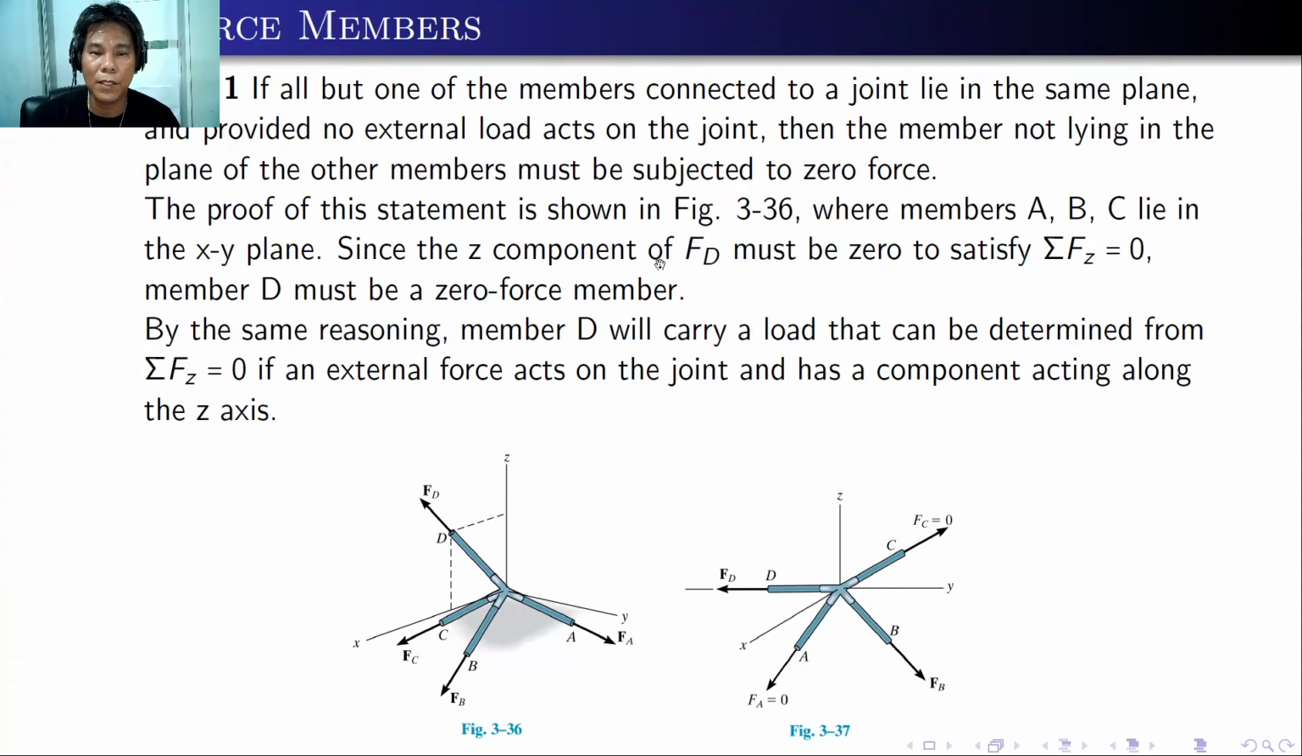The proof of this statement is shown in the figure below, where members A, B, C lie in the XY plane. Since the Z component of FD must be 0 to satisfy summation of forces in Z equal to 0, member D must be a zero force member. By the same reasoning, member D will carry a load that can be determined from summation of forces in Z equal to 0 if an external force acts on the joint and has a component acting along the Z-axis.